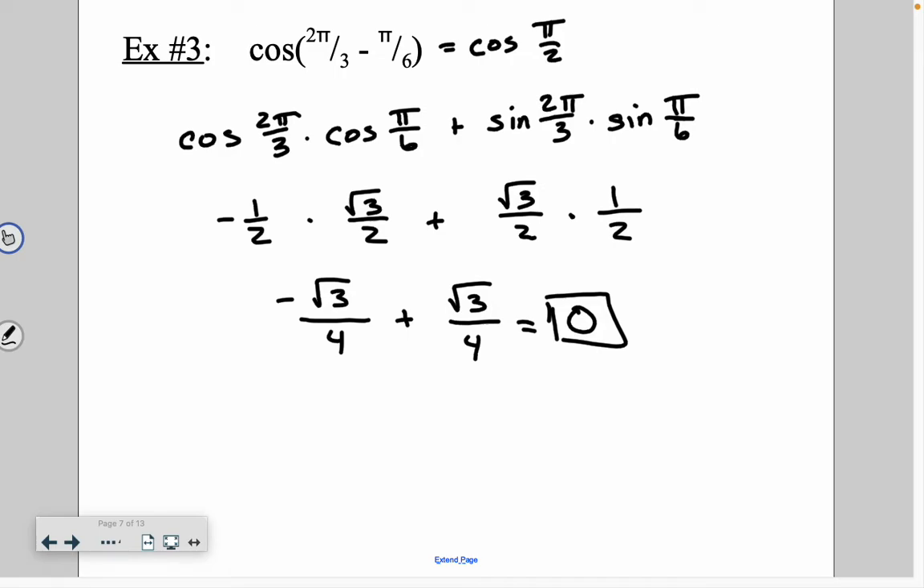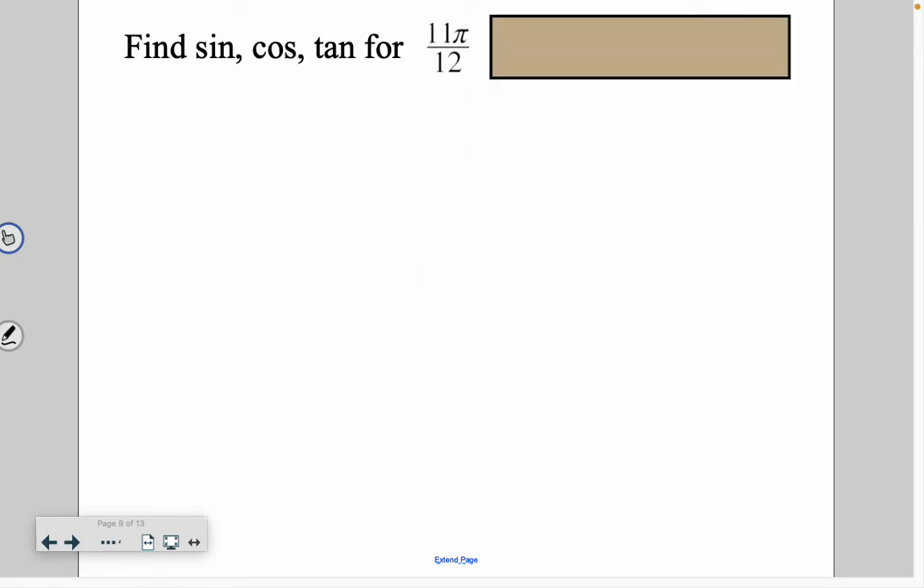Okay, let's keep going. What if I gave you a problem like this? We're not actually going to do all of those. We'll do 2 out of the 3. We'll either do sine or cosine, and then we'll do a tangent one, since we haven't done that yet. So I will tell you on this one, 11 pi over 12 is not one of the things that's on the unit circle.